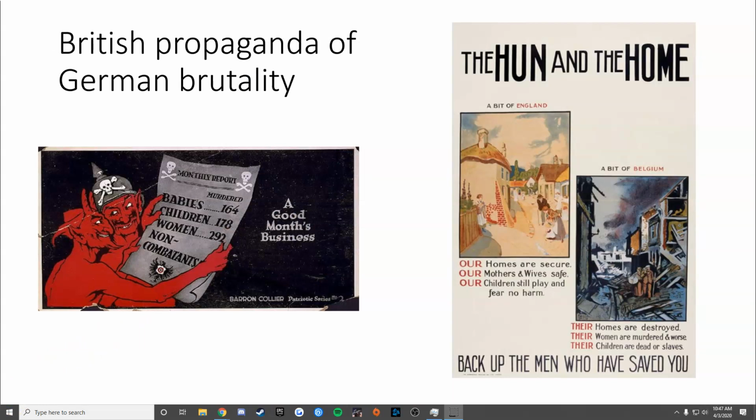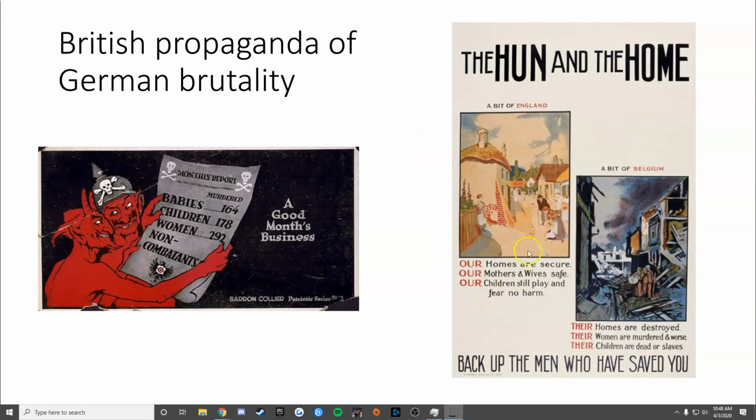All right, the Germans are portrayed as being brutal warriors. Here shown as the devil. Here's a German military helmet, and this being the devil. Babies killed, children, women, non-combatants, a good month's business, right? They're trying to show Americans that these people are evil and they're not human. Just like we talked about when we did the Spanish-American War, all right? This idea that they are not humans.